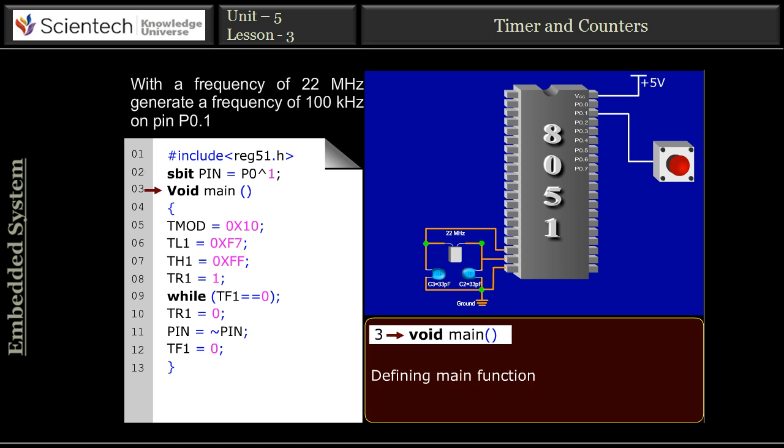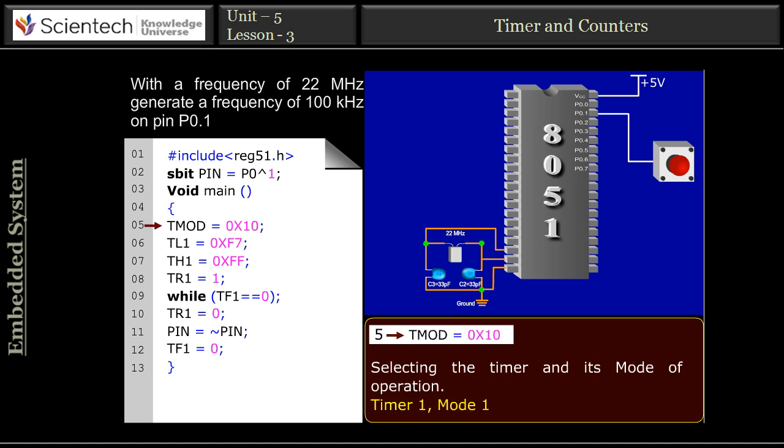Next is void main. It is the main function by which execution of the program starts. TMOD equals 0x10. It is used to select the timer and its mode of operation. We want to use timer 1 and mode 1, so the value of TMOD is 0x10.